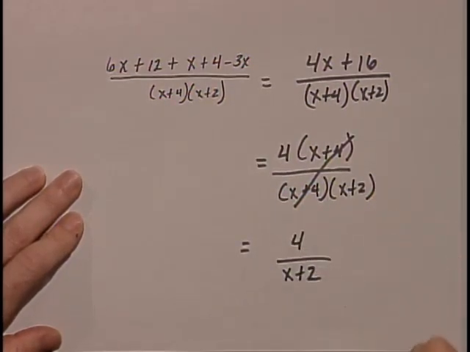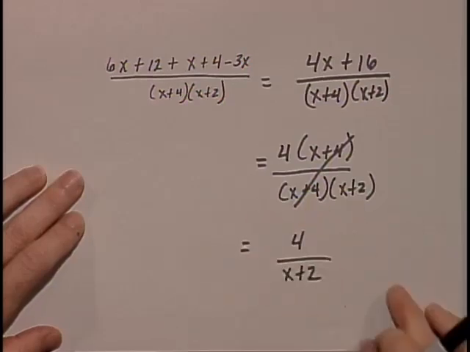You'd be tempted to maybe reduce the 4 and the 2. Keep in mind, though, that we have terms in our denominator and not factors. So this is our reduced form.